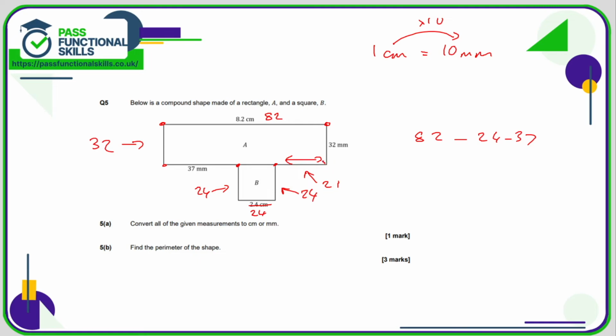Actually, I'm just going to make a note that I'm starting at this corner here and I'm adding up the sides in this order. I mean, it doesn't really matter which order, but you just want to make sure that you don't miss a side out or accidentally add one side twice. So I'm going 21 plus 24 plus 24 plus 24 plus 32 plus 82 plus 32, and that comes to a total of 276 millimetres.